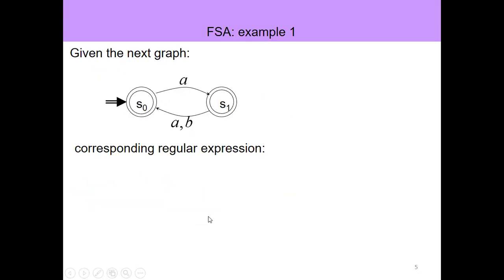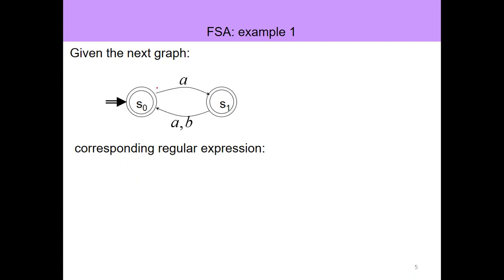Let's look at another FSA. So we have a starting position in S0. We have two symbols, so the alphabet would be A, B. We have two end states, so S would be S0 and S1, and we have a transition given by the arrows. Okay, let's first make a regular expression of this one.